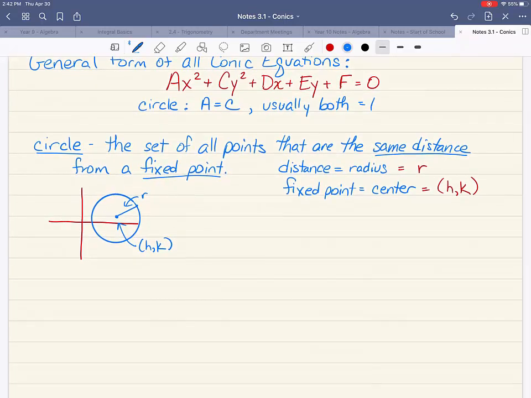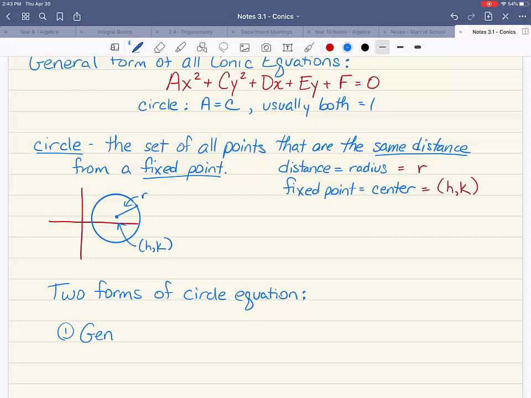Okay, now there are two forms of every conics equation. The two forms of the circle equation. One form is what we call the general form, and the other form is the graphing form. We're going to look at the general form first, because I've already introduced it briefly at the top. Number one is the general form. It is x squared plus y squared plus dx plus ey plus f equals 0.